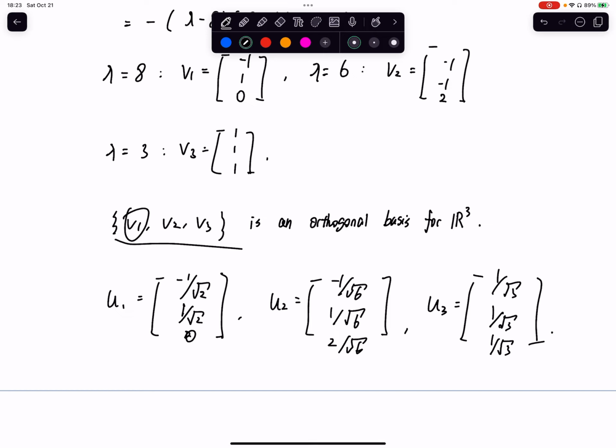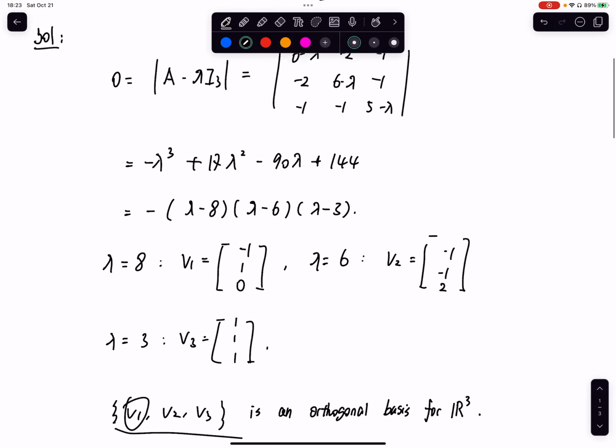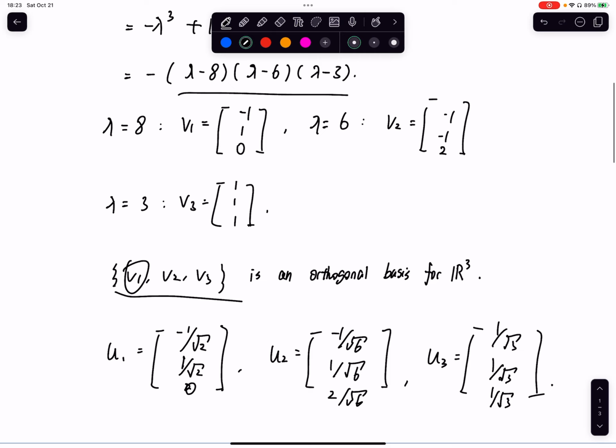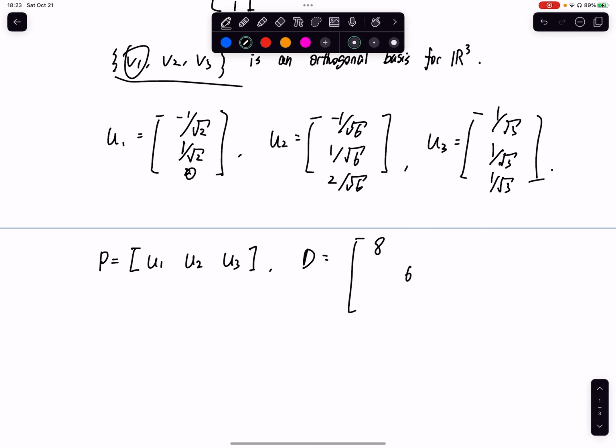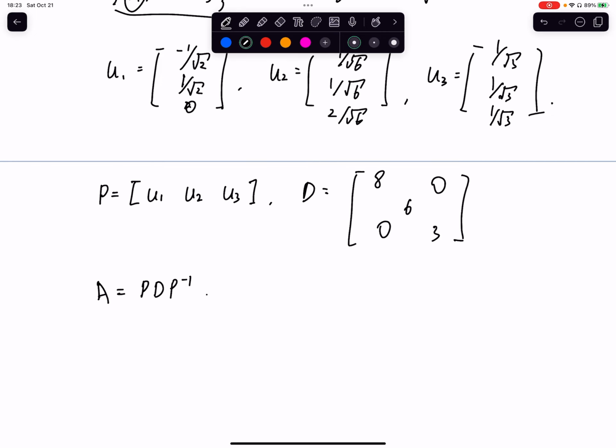Okay, and our P, the invertible matrix, could be just [u1, u2, u3], and our D has on its main diagonal all the eigenvalues, 6, 8, and 3, with all the other entries being zeros. And our A could be written as PDP inverse as usual, but this time P is special. Of course, we see that P has orthonormal columns, so P is an orthogonal matrix. So P inverse equals P transpose, which is the definition of being an orthogonal matrix.